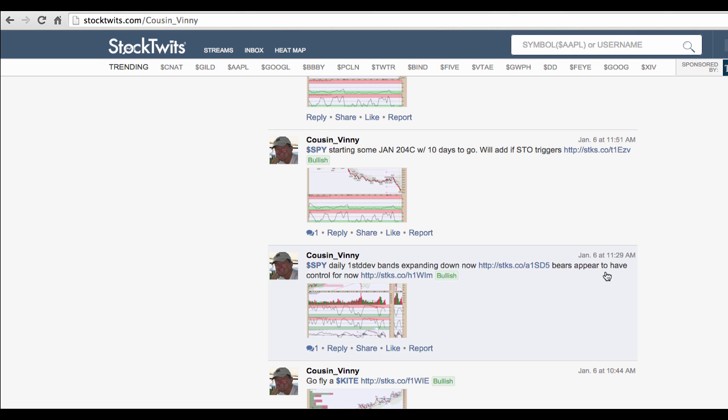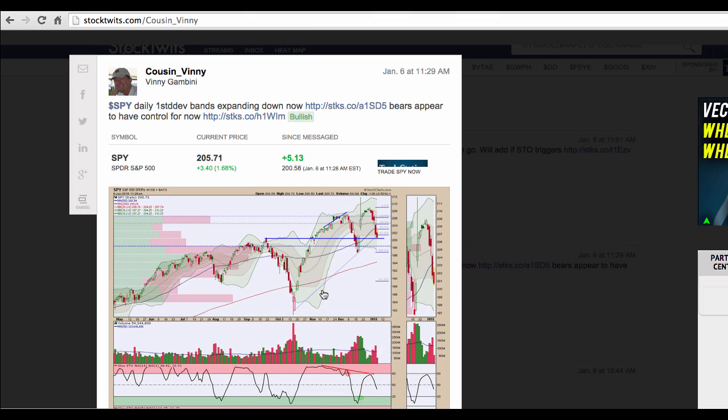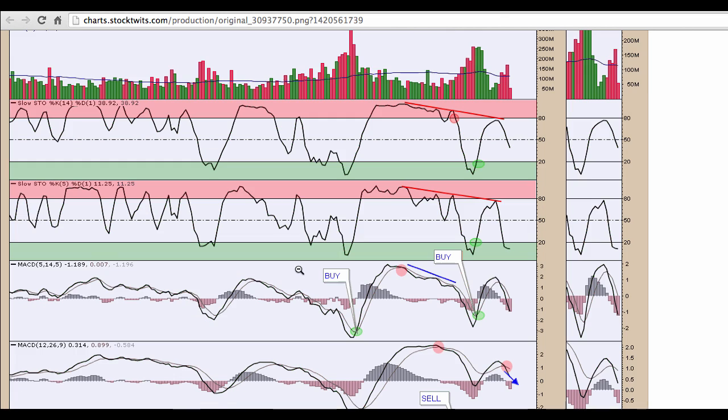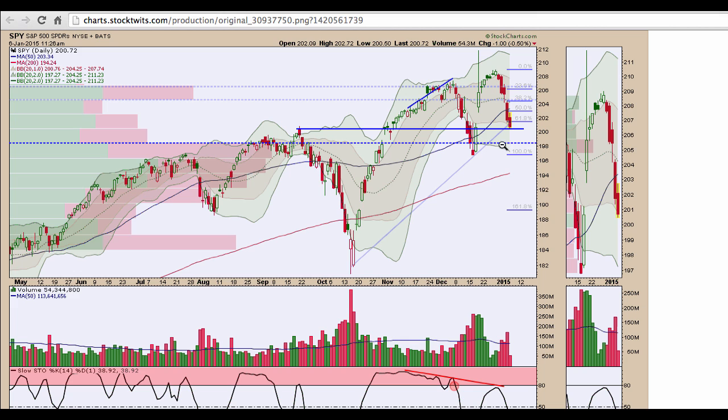So early in the day on January 6th, 11:29 a.m., you can see what we're saying here. Daily first standard deviation bands expanding down. Bears appear to have control for now. For now. That's 11:29. Now you can see the state of the chart at that point. We're at these lows. We're sitting on a pivot level. We're looking to go long here, actually.